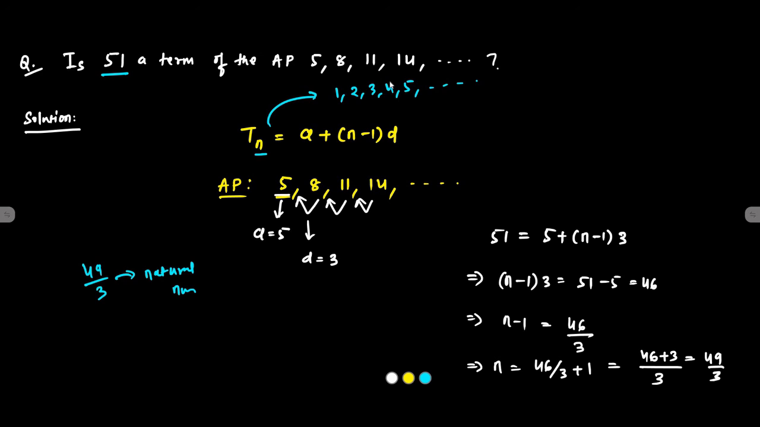Here you have to start with the assumption that 51 is already present. If 51 would have been present in the given sequence, n would have been a natural number, a whole number, something like 15, 16, 17, 18. Here it is a decimal value, so 51 is not present. So 51 is not a term present in the given AP.